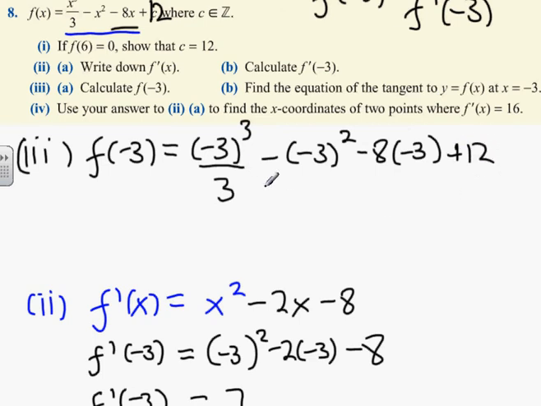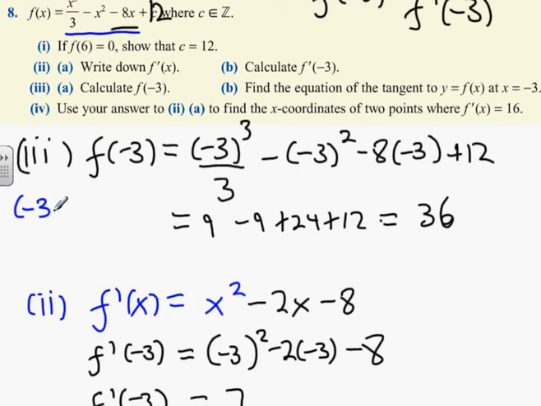You put that into your calculator. You're going to get a minus 9. You're going to get a minus 9. You're going to get a plus 24. And you're going to get a plus 12. The answer is 36. What point is definitely on our graph? When x is minus 3, what's the y value? We just did it there. 36. You can check your calculator function if you want. Okay? So the answer for this is 36.